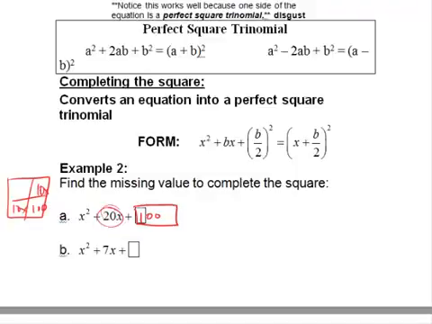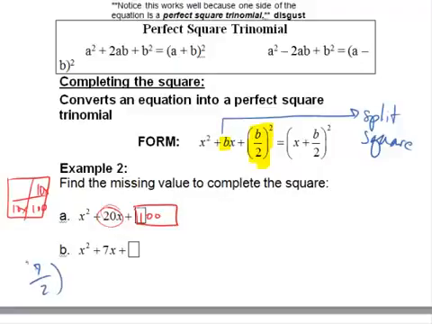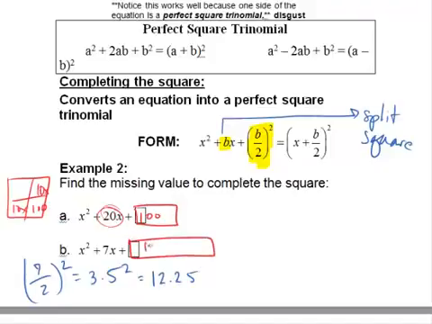So we want to look at the rule that we keep using. And the rule is this. You look at your middle number, and you take half, so you split it, and then you square that number. That's what we just highlighted. You split the b and square it. So half of 20 is 10, squared is 100. With 7 here, we have 7 divided by 2 is 3.5, and then we square that, and we get 12.25. So the missing number is 12.25.